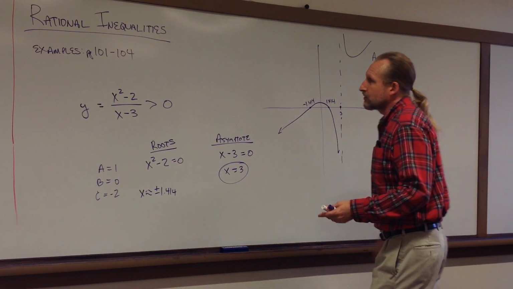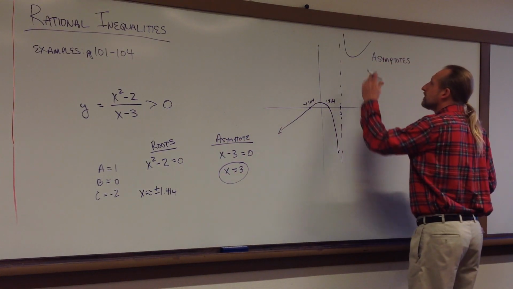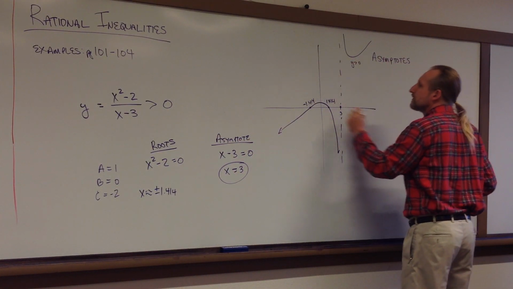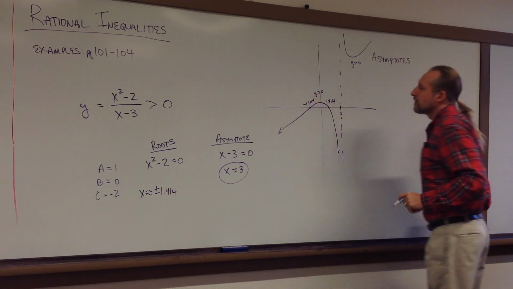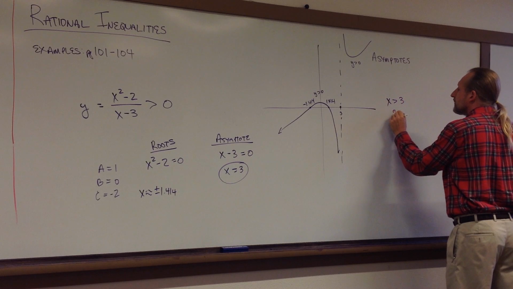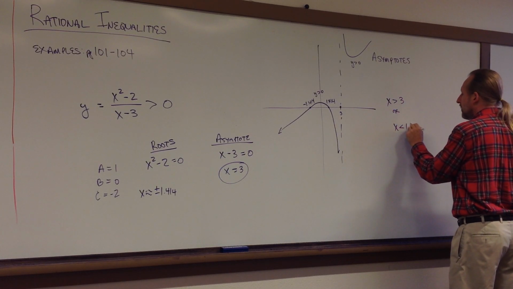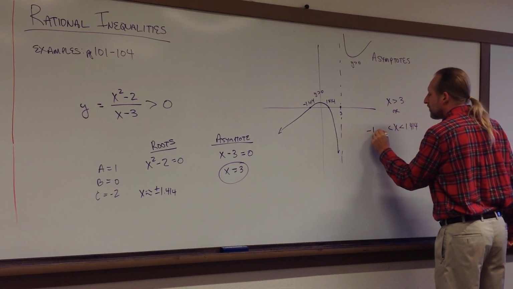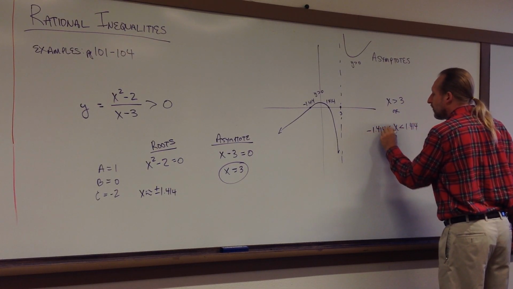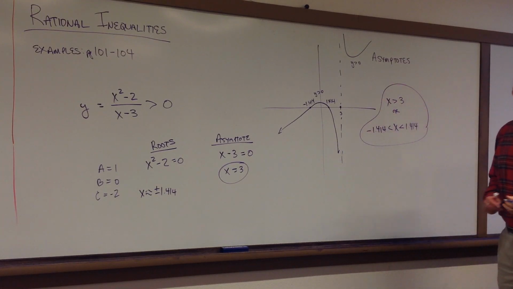Now we can answer the question, where is y greater than 0? Well, that's happening up here. Y is greater than 0. And over here, y is greater than 0. So our answer here would be x greater than 3, or x less than 1.414, but greater than negative 1.414. And there's our answer. Okay?